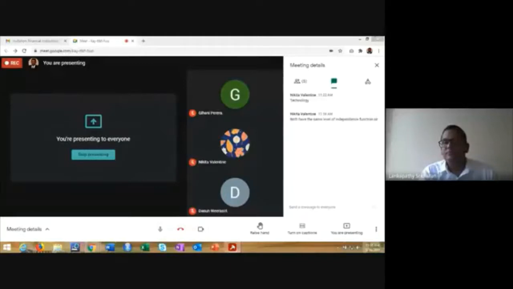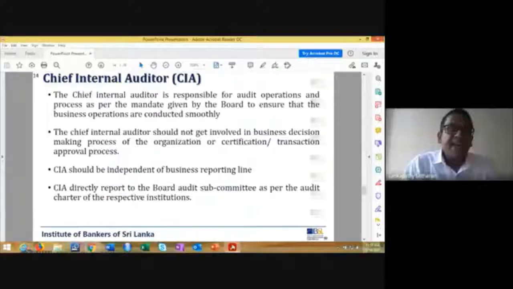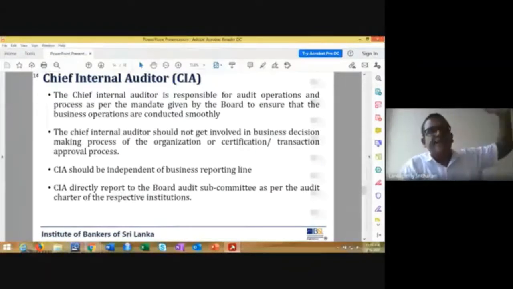Some of you may answer that both have the same level of independence. Actually, that is not the correct answer. Why I asked the question is because there are questions like this in the past paper: who has more independence, the chief internal auditor or the chief risk officer?